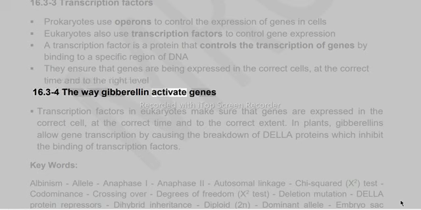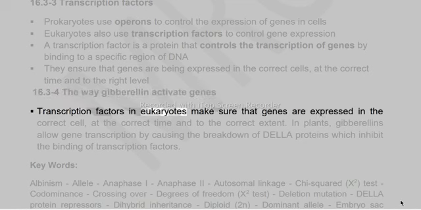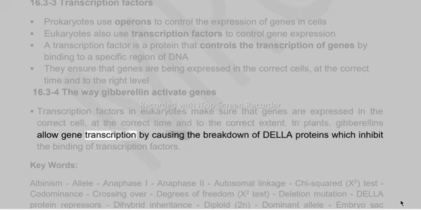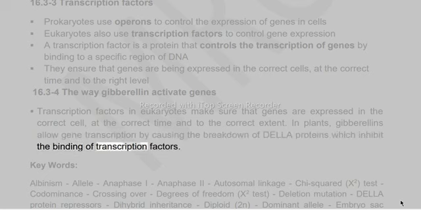16.3-4 The way gibberellin activate genes. Transcription factors in eukaryotes make sure that genes are expressed in the correct cell, at the correct time and to the correct extent. In plants, gibberellins allow gene transcription by causing the breakdown of DELLA proteins which inhibit the binding of transcription factors.